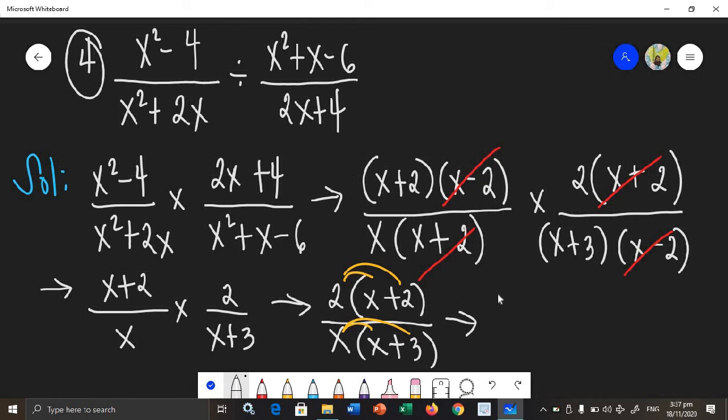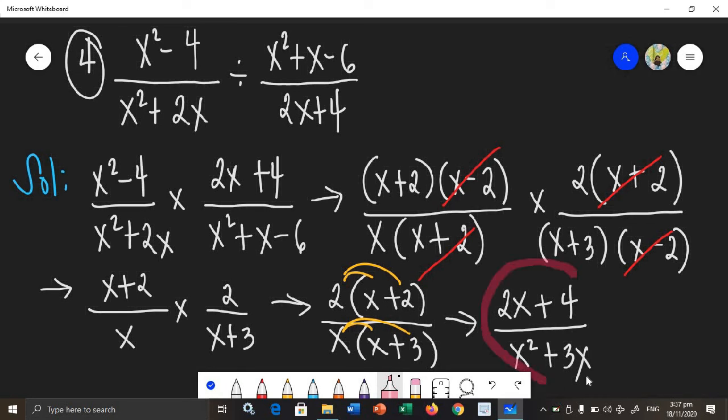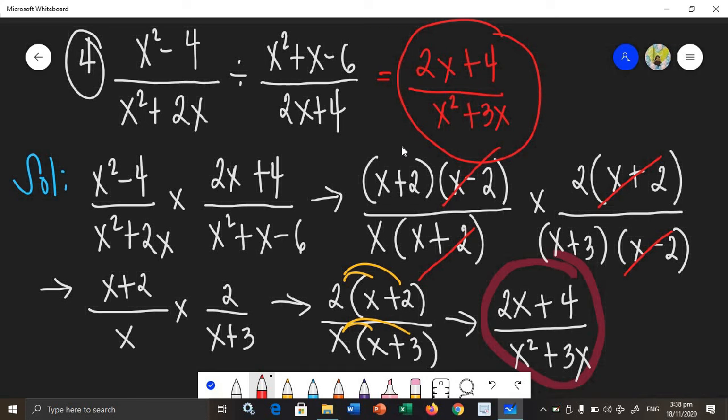So 2 times x, that is 2x, 2 times 2, that is positive 4. All over x times x, that is x squared, and then x times positive 3, that is positive 3x. So this will be now the quotient of example number 4. So we have 2x plus 4 all over x squared plus 3x. This is now your quotient.